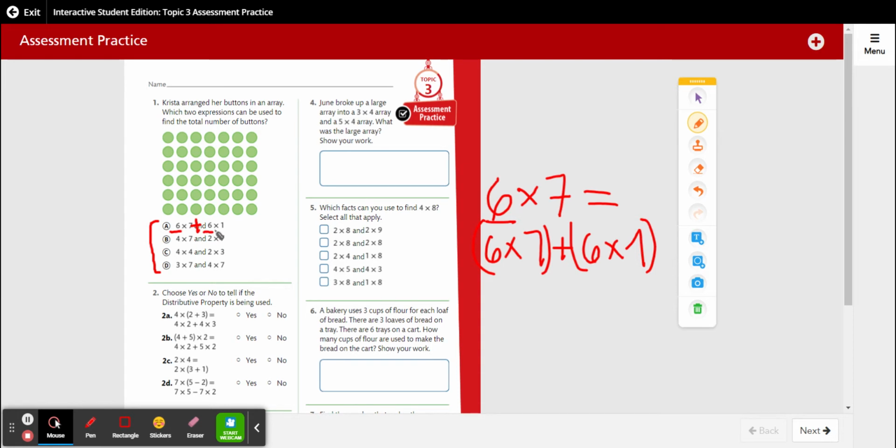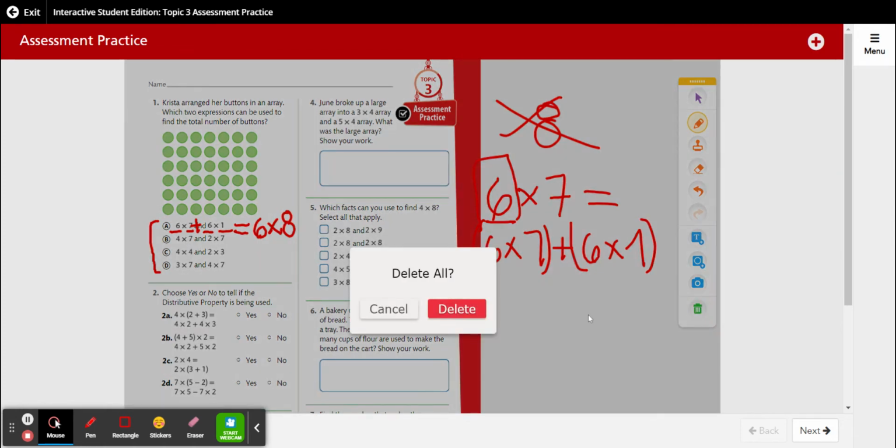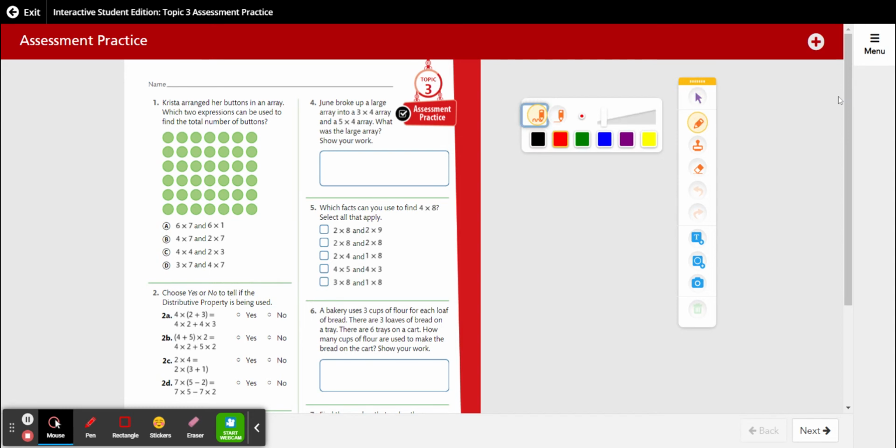The quick way that you can figure that out is, okay, sure, the 6 is a factor in both equations, and 6 is a factor in our original expression, but 7 and 1 are 8, not 7, right? 7 and 1 are 8. So that definitely is not going to work. That would be too big because this is really saying that those two expressions together are equal to 6 times 8. So that definitely doesn't work. So I'm going to delete that. I'm going to write here what our original expression is for this array and cross out A.